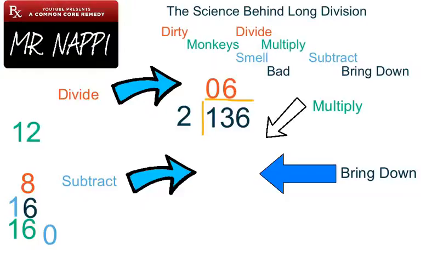Now we go to our multiplication. You multiply 6 times 2, and that gives you 12. So we've divided, we've multiplied, and now we must subtract here. When you subtract 13 minus 12, you get 1.